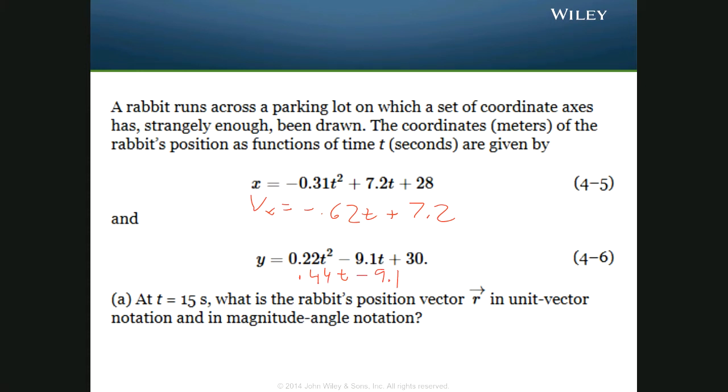All right, so now we have our two equations from which to plug time into, and I'll let you do that, and we'll have a velocity vector at that point when we start next time. Okay? So that's what I wanted to do.